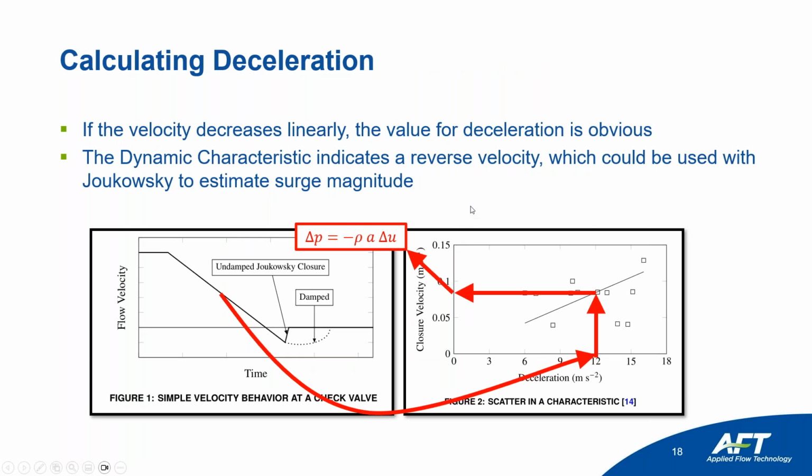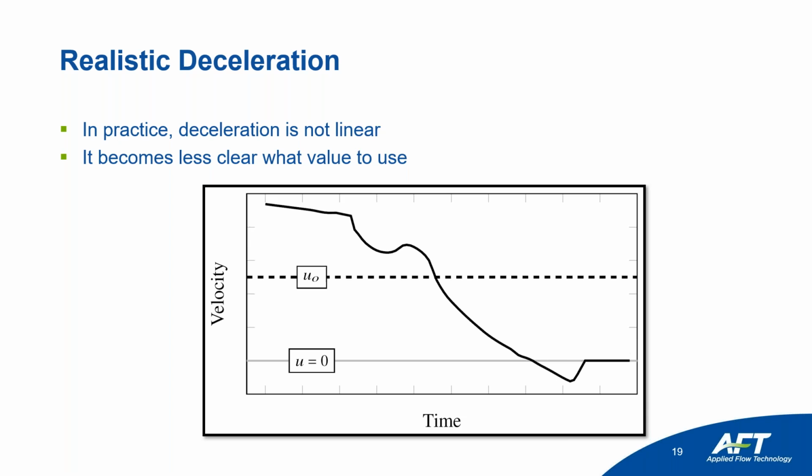And pretty quickly here, I'm going to go through how we calculate deceleration, what that means, and basically how this model is applied. So if the velocity decreases linearly, like the graph on the left here, it's pretty easy to calculate the value for deceleration. You take that over to that chart, deceleration versus closure velocity, and essentially just look up what that closure velocity is. And you could use that with the Tchaikovsky equation to estimate a peak surge level. So it's a pretty simple idea here, but when you apply this to real systems, things get relatively complicated.